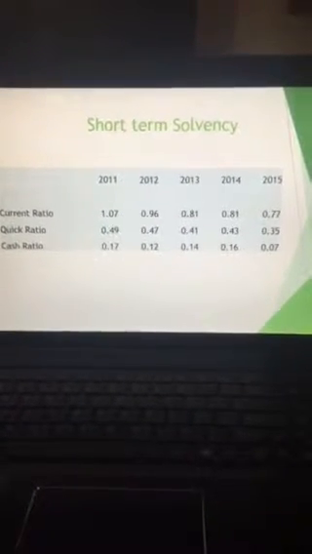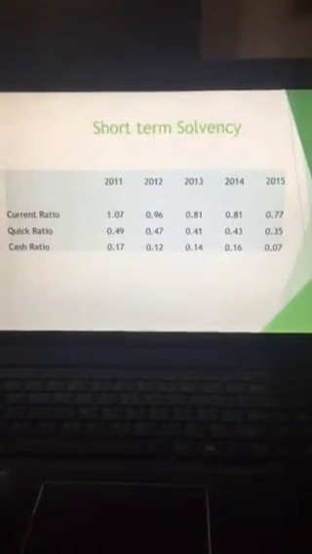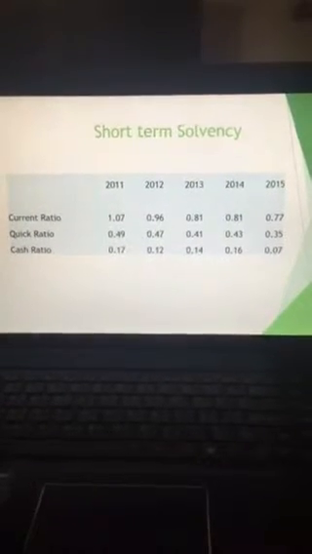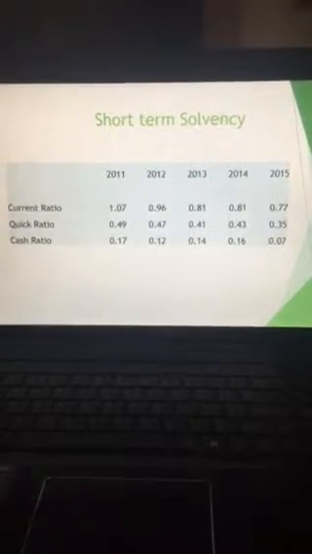Quick ratio and the current, you can see a slight difference here, as an indication that the company deals with inventory. So I want to take that also into consideration if I want to make them a short-term loan. And then the cash ratio, which has a low point of 0.07, which is not looking good in 2015, and the high point was at 0.17.